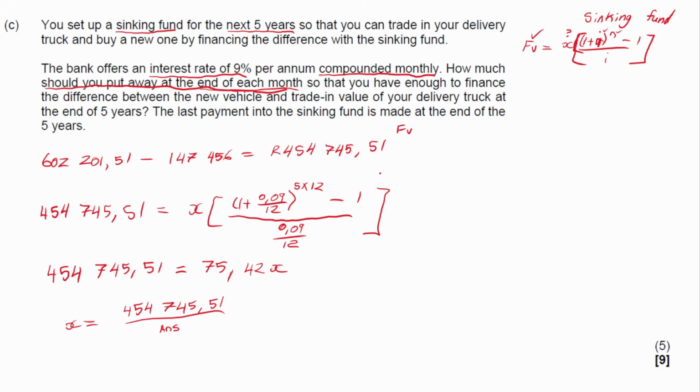Okay, because you're going to work out this, and this is going to be your ANS. So this whole thing. So you're going to be dividing by ANS, but here I'm just going to be showing it as 75.42. And when I do that, I'll be getting 6,029.18 Rand. So if you don't get this answer over here, it's because you've rounded. So make sure you don't round until the end. Good.